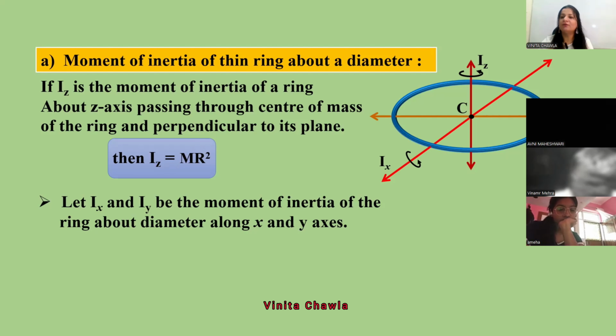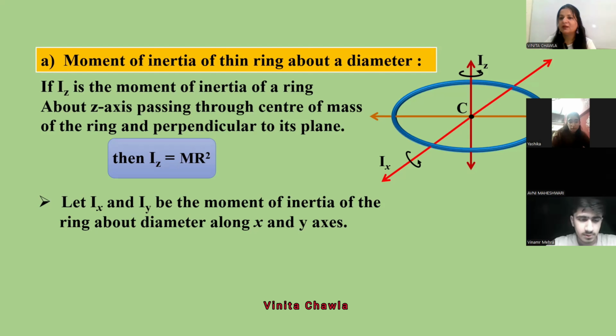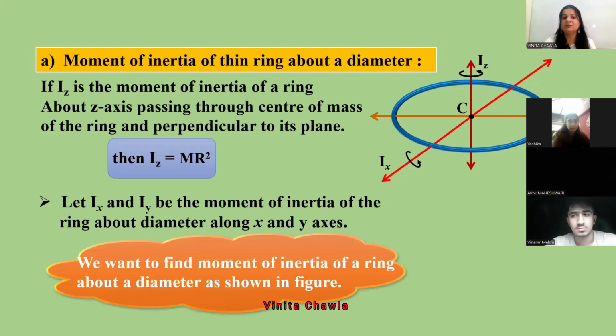So you can see that here we have three axes, and all these three axes are mutually perpendicular to each other, right? So which theorem goes well in this, Vinam? Any idea? Which theorem should we apply here, parallel or perpendicular? Ma'am, perpendicular. Yes, perpendicular theorem. We are going to apply the perpendicular theorem, and we can say that Iz is equal to Ix plus Iy. Now we can see both Ix and Iy are along the diameters, so they are equal.